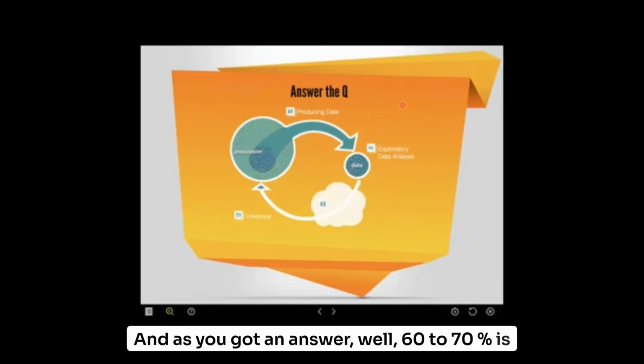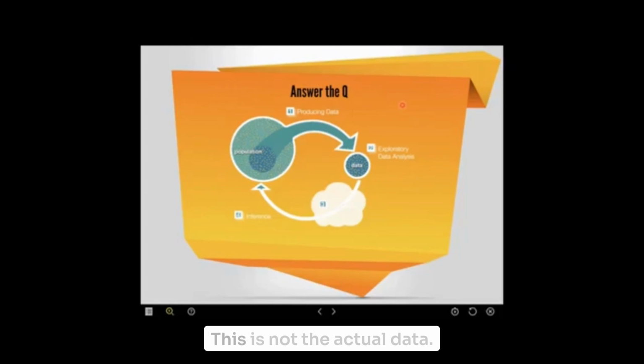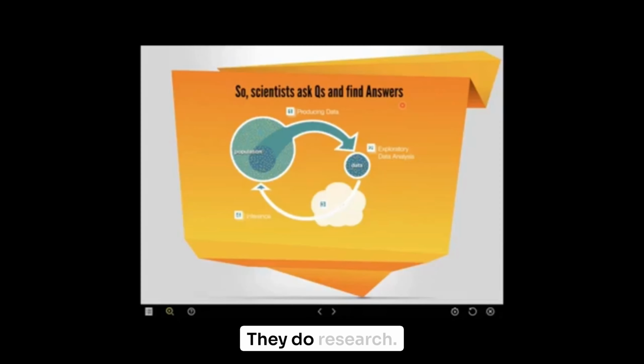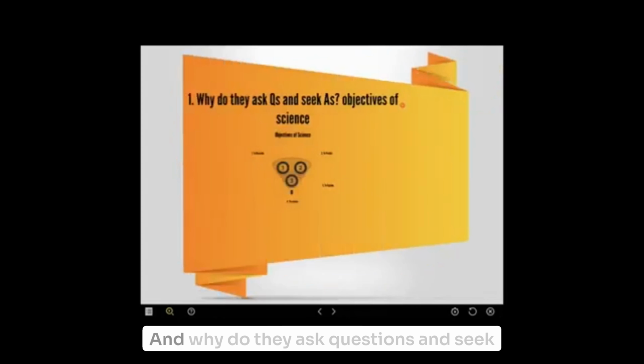60 to 70% is a higher percentage. So you say a lot of individuals, around 60 to 70% of individuals are in favor of it. Again, this made up data is not the actual data. I just want you to be aware of that. So what the scientists do, they ask questions, they do research. In other words, they ask questions and find answers. And why do they ask questions and seek answers? Well, that's about the objectives of science.